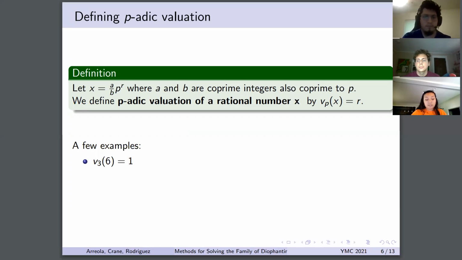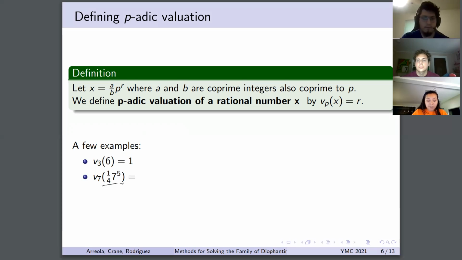We have 3 raised to the first power, so we're just going to say that it is equal to 1, the 3-adic valuation. So now that we're looking at some more examples, let's get into something a little bit more complicated. So we have the 7-adic valuation of 1/4 times 7 to the 5th.